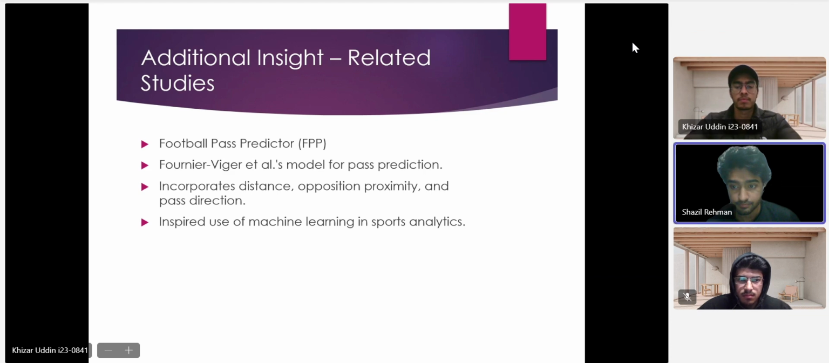Additional insight: related studies. A related study that inspired us was the Football Pass Predictor, FPP, by Frontier Vigor et al. This model predicts pass recipients by analyzing factors like player proximity and pass direction. It reinforces the potential of using machine learning and temporal graphs to understand team strategies. Next slide.